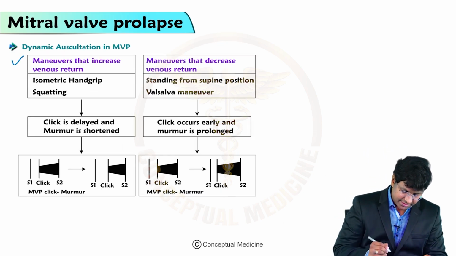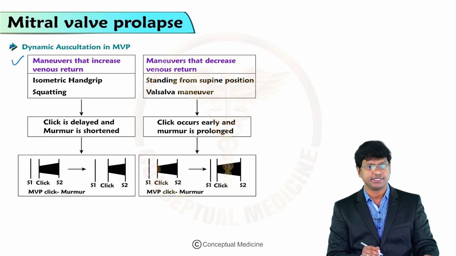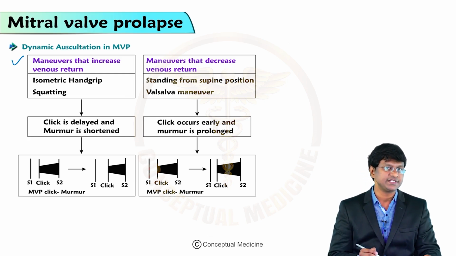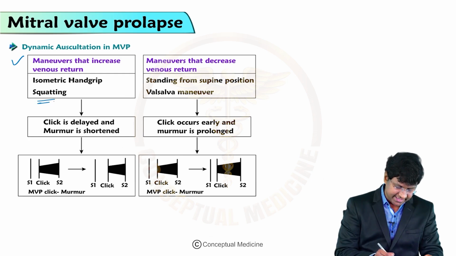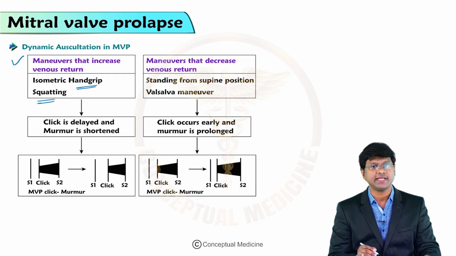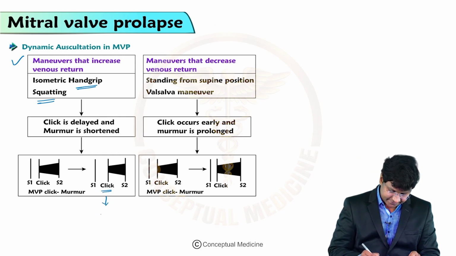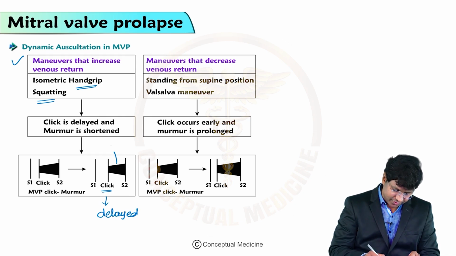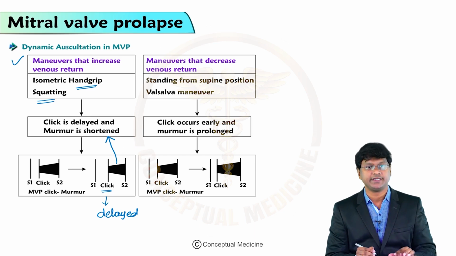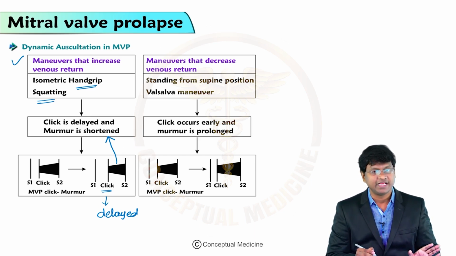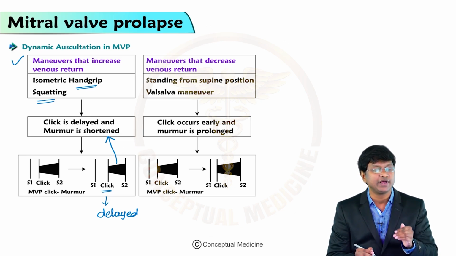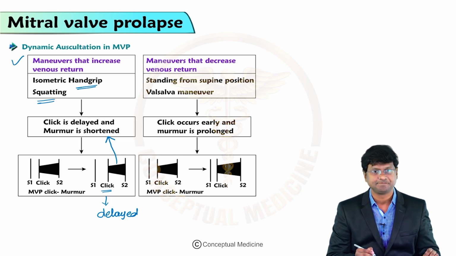So, if you see here, maneuvers that increase the venous return. What are those maneuvers which will increase the venous return? Like squatting as well as the isometric hand grip. In these maneuvers, what will happen to the click? The click will be delayed. And what will happen to the murmur? The murmur is shortened. That is what will happen in mitral valve prolapse if you do any maneuver which will increase the venous return.